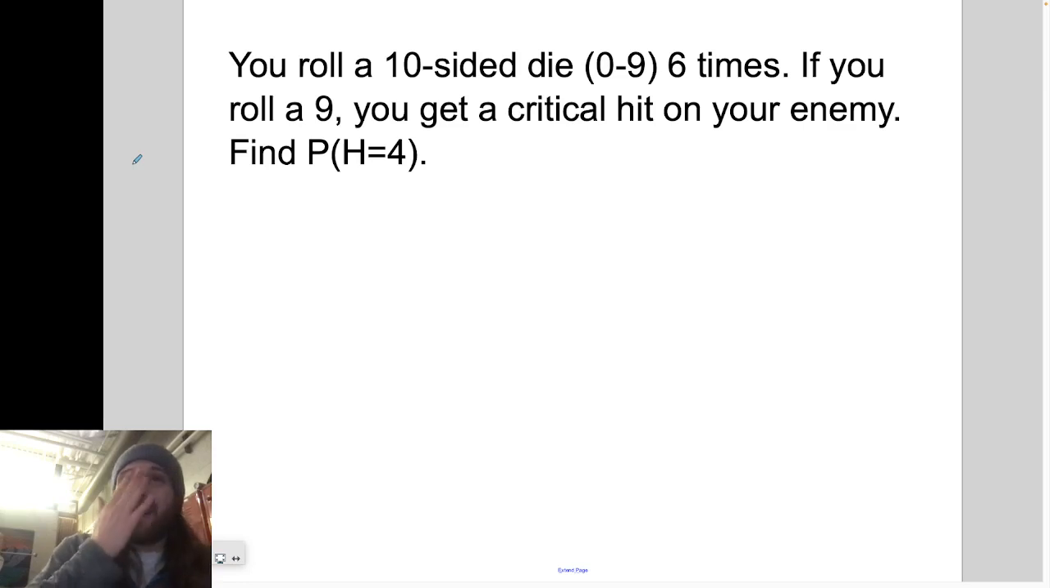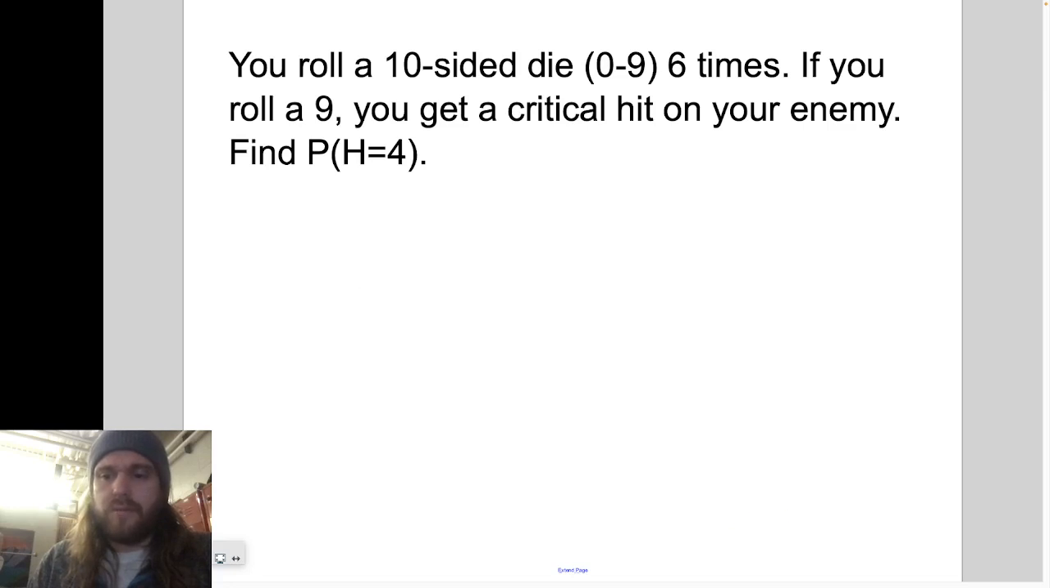You roll a 10-sided die. A 10-sided die has 0 to 9 on it, and you roll it 6 times. Let's assume you're playing Dungeons and Dragons or some board game here, right? If you roll a 9, you get a critical hit on your enemy. Find the probability that H equals 4. All right? You guys give this a shot. See if you can do it with the situation at hand. And then I'll unpause the video and we'll go to work and you'll see it there.